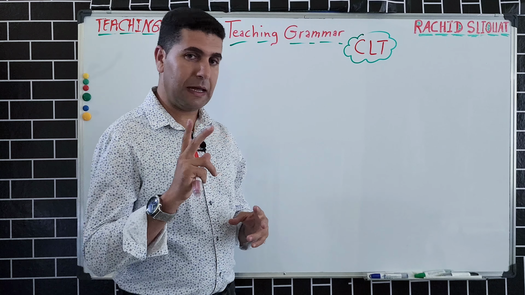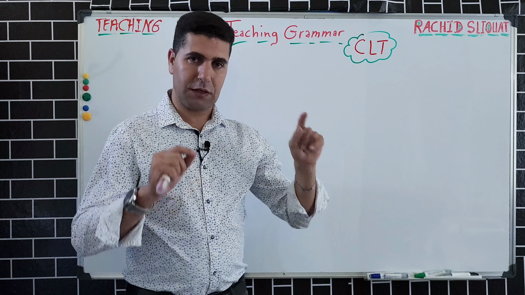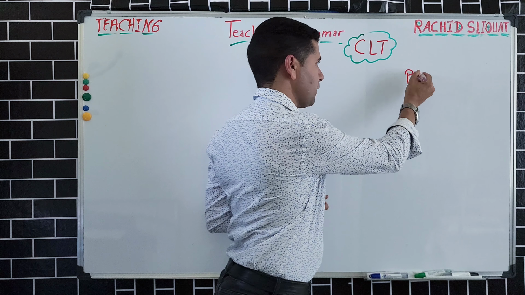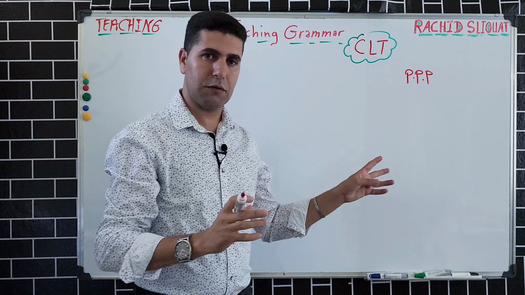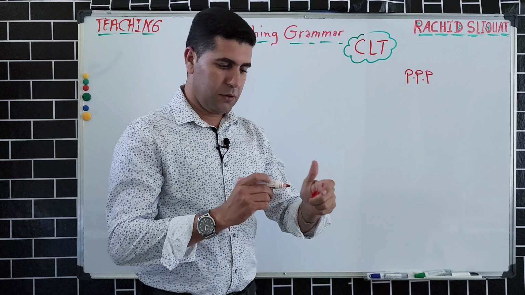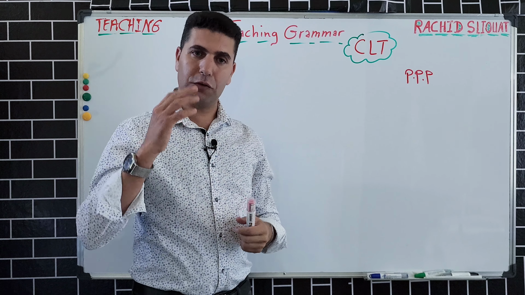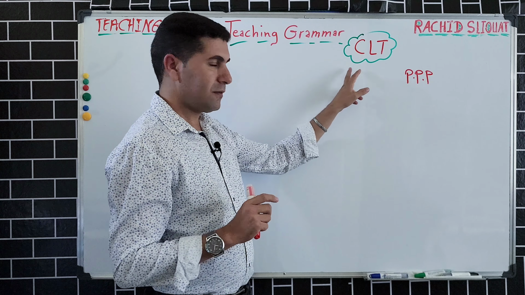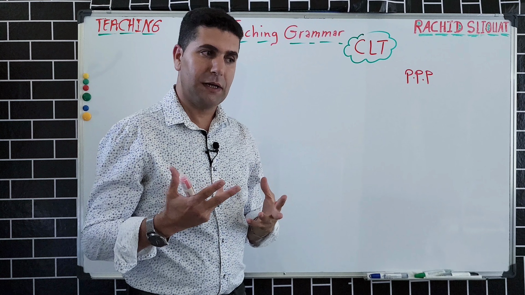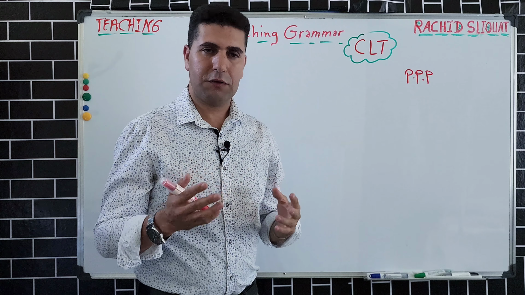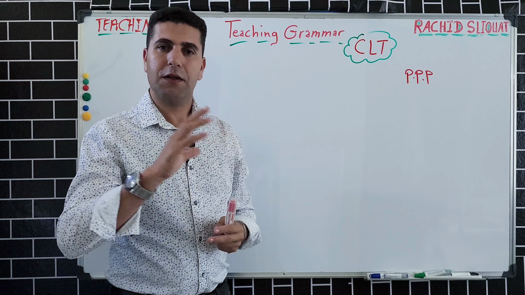Now, usually, if not always, when we talk about teaching grammar, our minds go to what we call the PPP model: presentation, practice, and production. This is very common in the teaching of grammar. It is the traditional way of teaching grammar. Actually, communicative language teaching has brought another vision, not only for teaching grammar, but also for the teaching of the 4 skills.